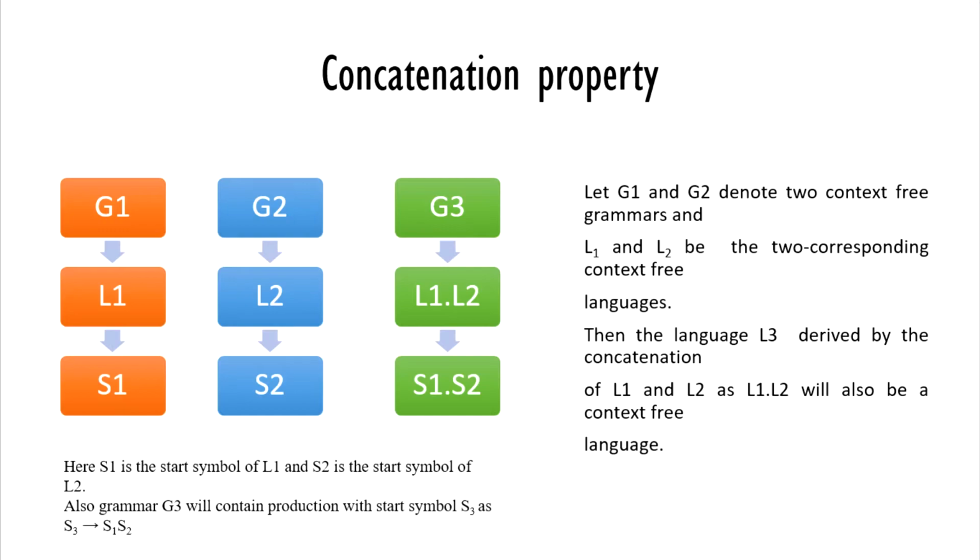So now we have come to the concatenation property. For context-free languages, if L1 is a context-free language and so is L2, then the language L3 obtained by the concatenation of L1 and L2 also turns out to be a context-free language. Now we will go through some examples and see how L3 is also a context-free language and how context-free languages are closed under concatenation also.